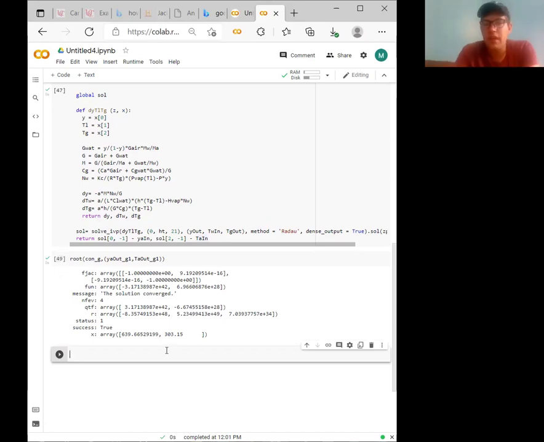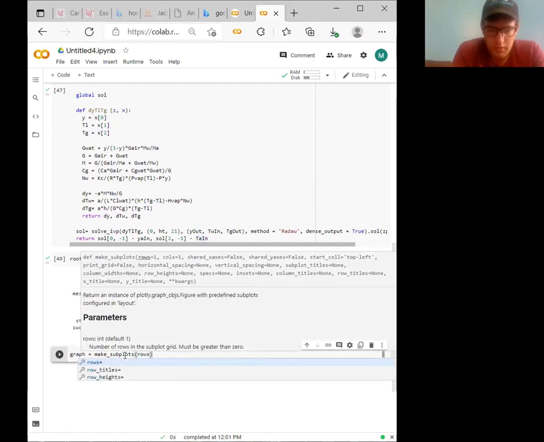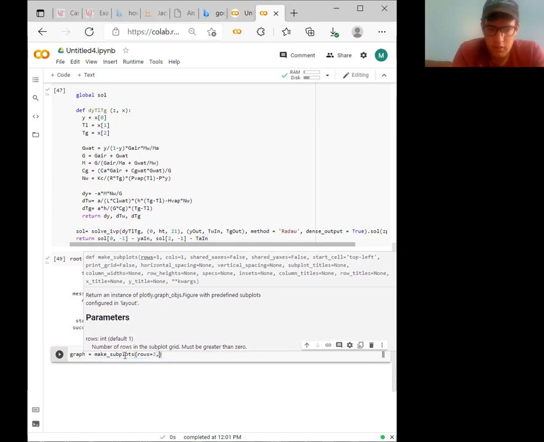And now we're just going to go ahead and graph all 3 of these differential equations so that we can see them with respect to position. So let's go ahead and do that. But yeah, we just found our answers for the differential equation. And now we're going to do, let's call it graph equals make underscore subplots. All right. And then we're going to need rows. We need 3 of them. And columns, we're going to need 1.